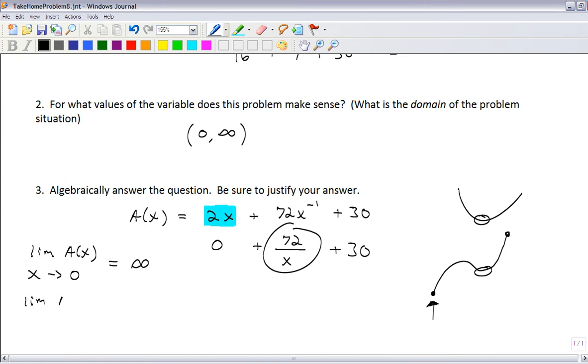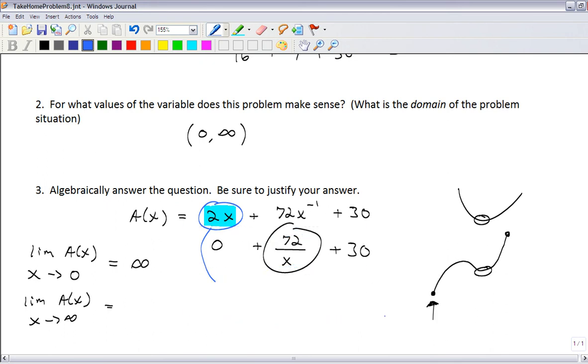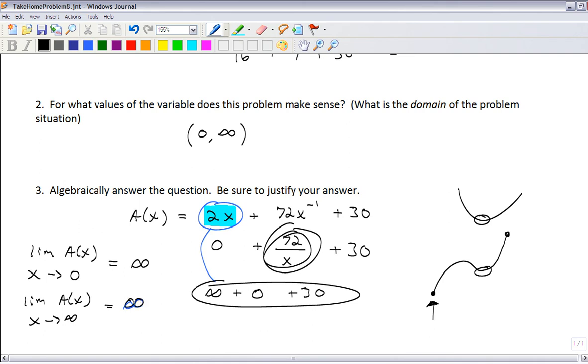So the limit of A of x as x approaches infinity. You want to be able to say, here's why I would not want to let x be infinitely large. Okay, so 2x: what's 2x do as x approaches infinity? That approaches infinity. So you're looking at infinity, not a value, a direction, plus 72 over x. As x approaches infinity, that approaches 0, plus 30. So what's the limit? Well, infinity plus 0 plus 30. You're looking at infinitely large, so it equals infinity. So what have we shown? Well, we've shown that we don't think it's a good idea to let x be infinitely small or infinitely large.